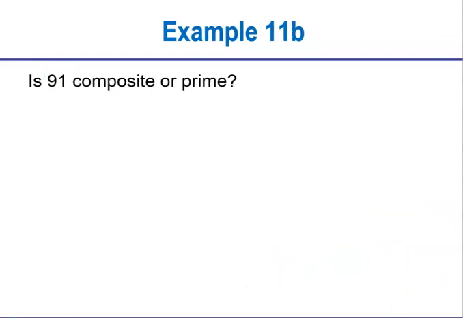Let's do another one. Hey, why don't you try to pause this one? Remember, the approach is to take the square root of 91 or figure out what number squared gets you just over 91. That's the best way to think about it. And check your primes up to that point. Once you find one, then you know it's composite. If you do not find a prime up to that point, you know it is prime.